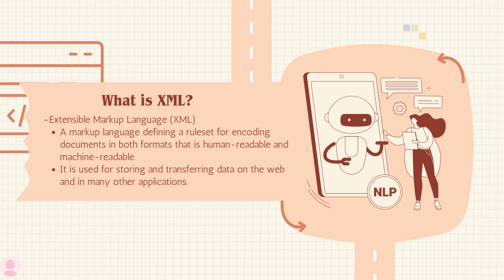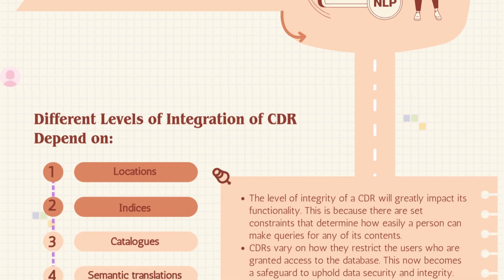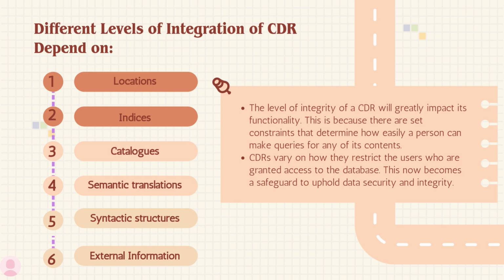Now, what is XML? So, XML stands for Extensible Markup Language. A markup language defining a rule set of encoding documents in both formats, that is human readable and machine readable. So, it is used for storing and transferring data on the web and in many other applications. Now, the different levels of integration of CDR depend on six things: one, locations; two, indices; three, catalogs; four, semantic translations or equivalents; five, syntactic structures; six, links to external information.